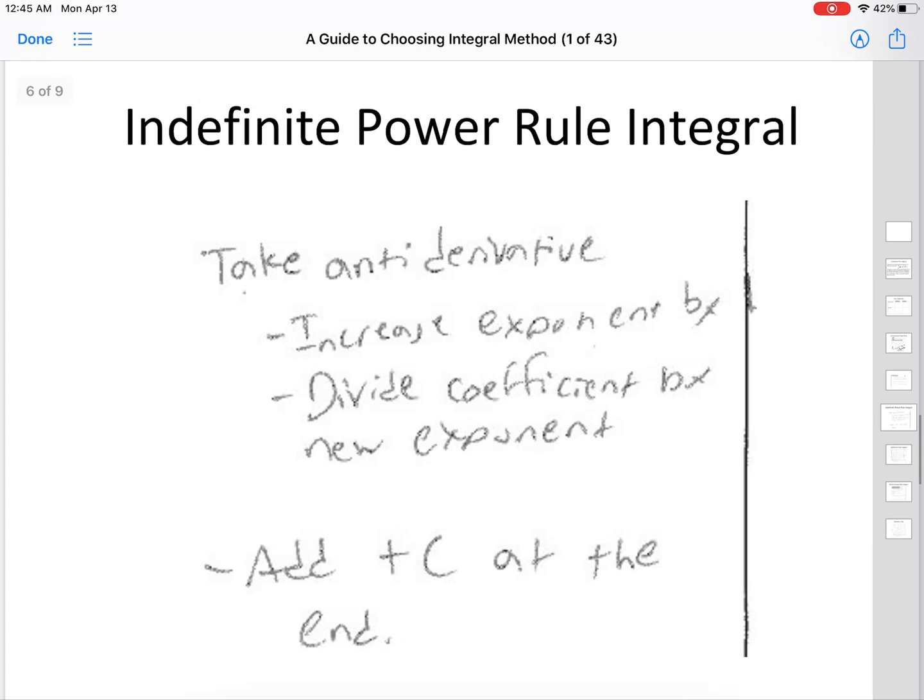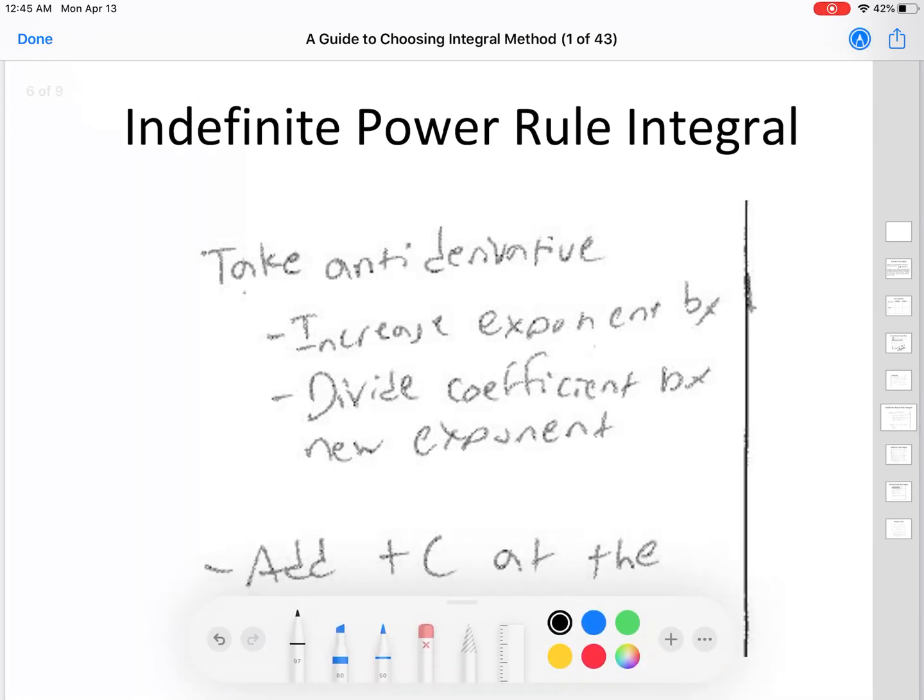All right, the first type of integral that we learned was the indefinite power rule integral. So this was taking the antiderivative, increasing the exponent by 1, and dividing the coefficient by the new exponent. If you want an example, let's say that I have x to the 1/2 dx.